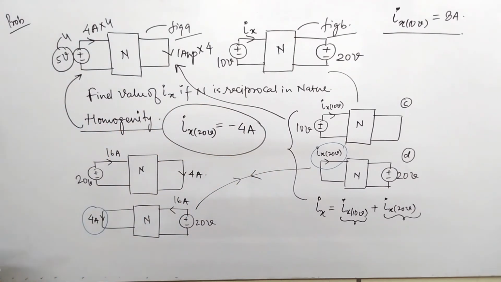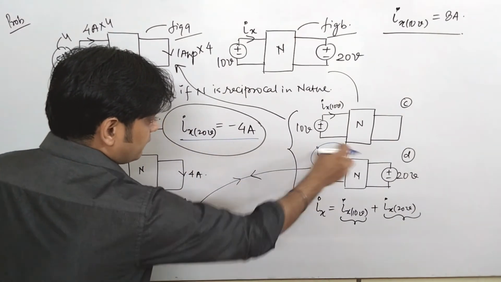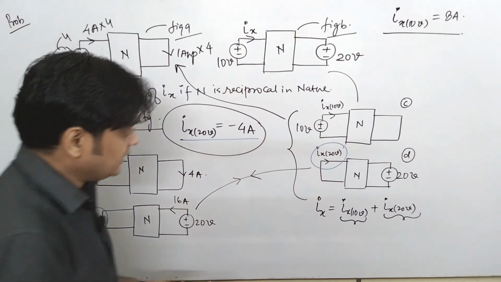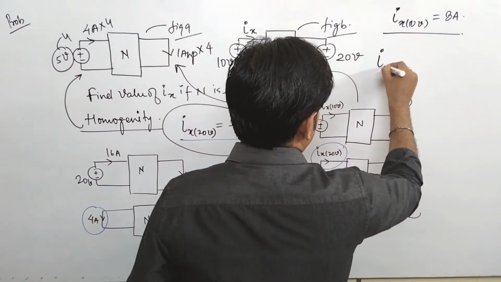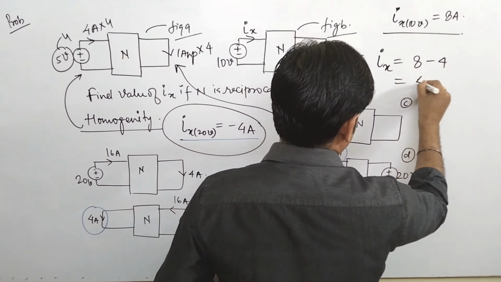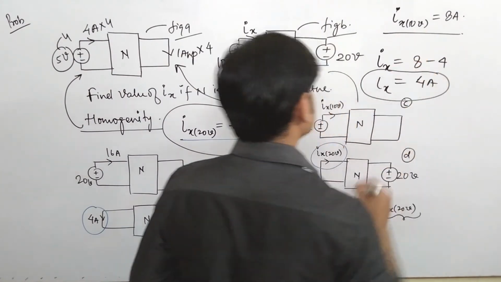The value of Ix comes to be minus 4 ampere. Why? Because Ix is flowing in this manner and 4 ampere current is flowing in this manner. So your value of Ix comes to be how much? Minus 4 ampere. So once you get the value of Ix20, your value of Ix finally comes to be how much? It is 8 minus 4, that comes to be 4 ampere. This is the final answer.